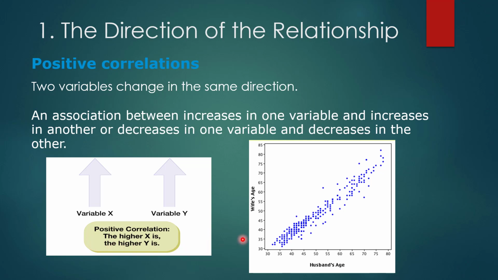Here again, wife's age is correlated with husband's age in a positive manner. So as husband's age increases, the wife's age increases, and you have a positive correlation going up and to the right.